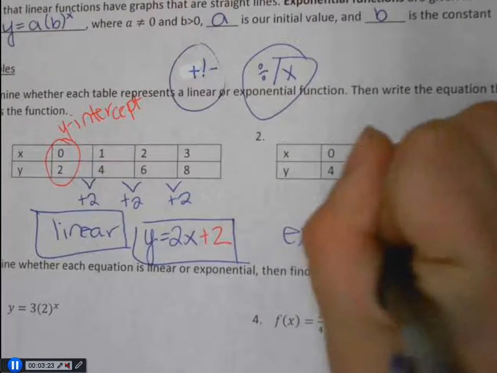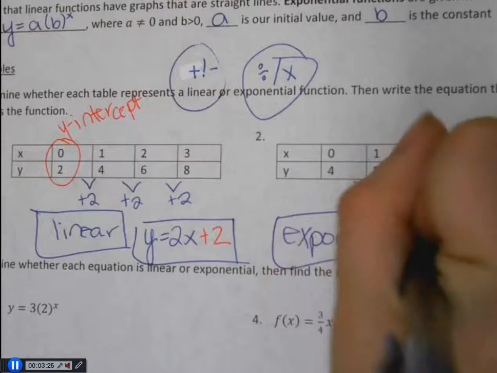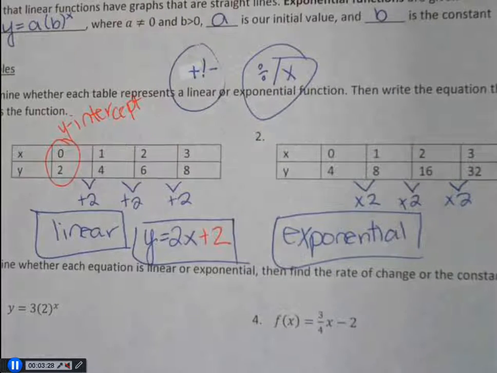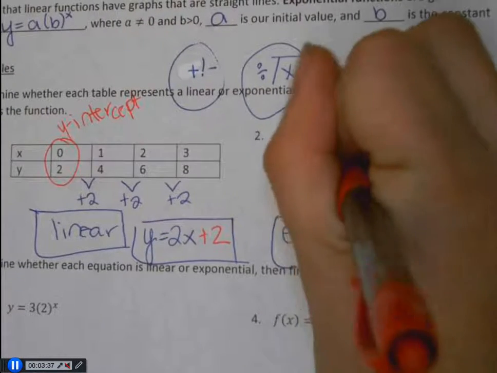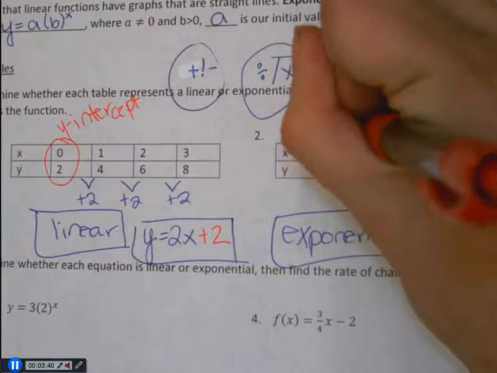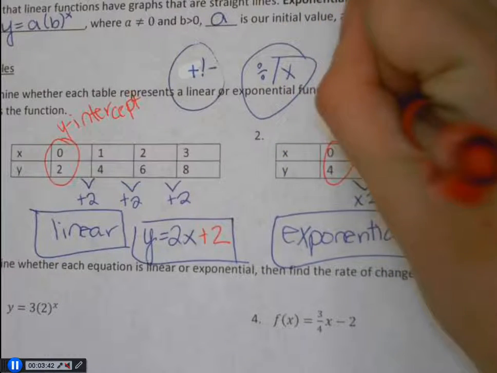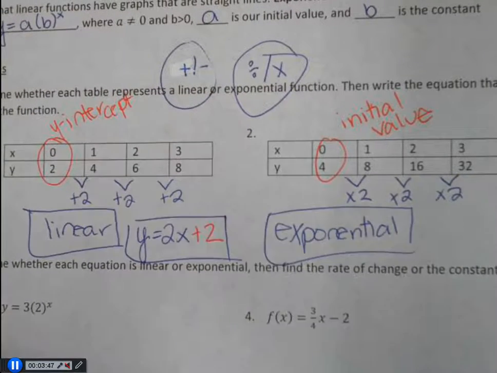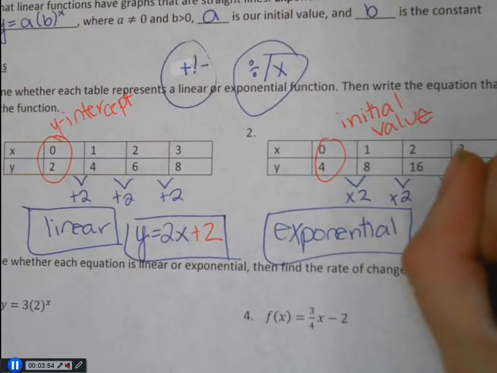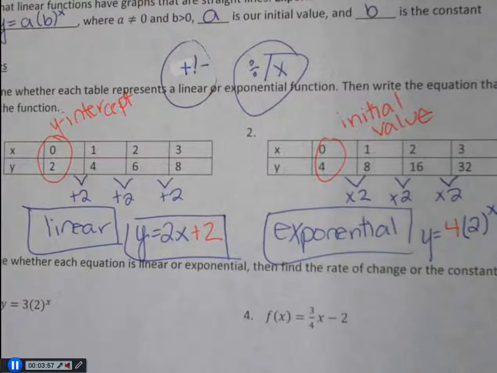Okay. Then the way I write my equation is I want to write my initial value first. What number did we start with? 4. So in exponentials, the number with my 0 is my initial value. Okay, so I want to do y equals 4. How much did I keep multiplying by? 2. So in parentheses, I'm going to write a 2 with an exponent of x.